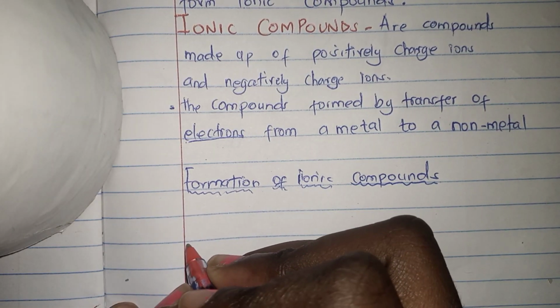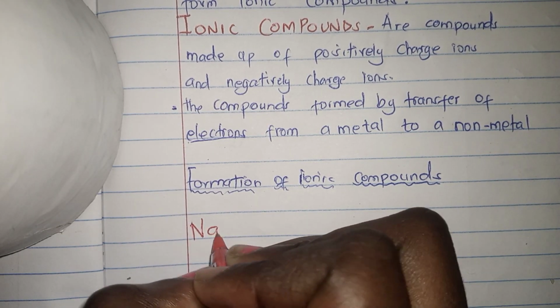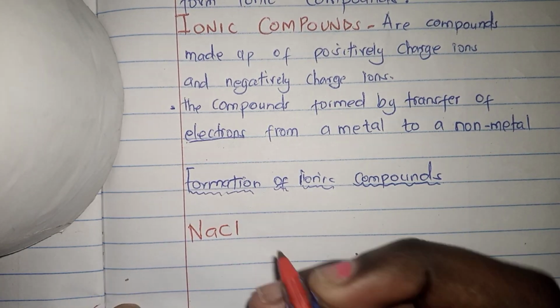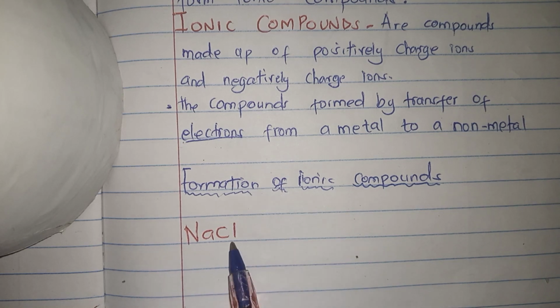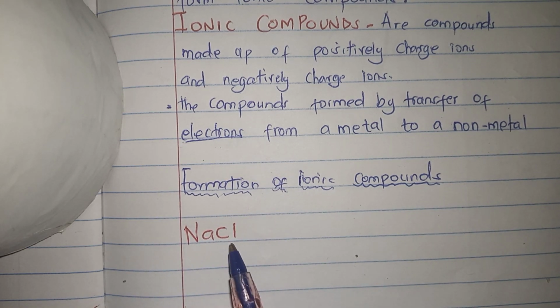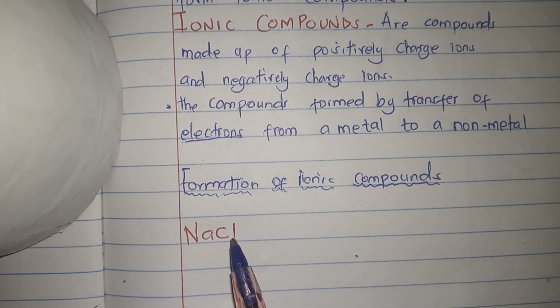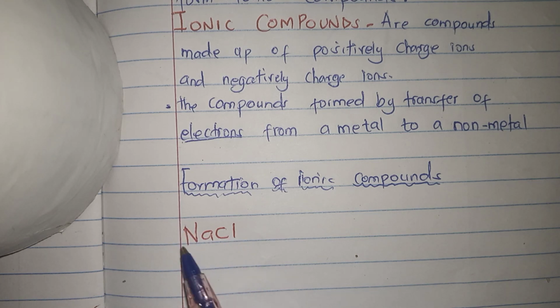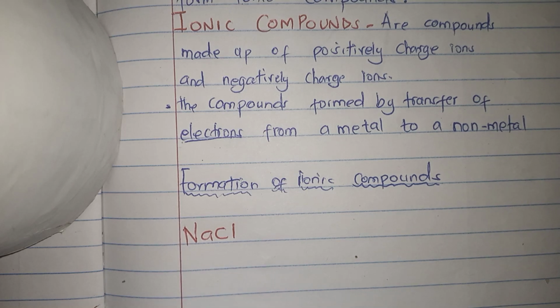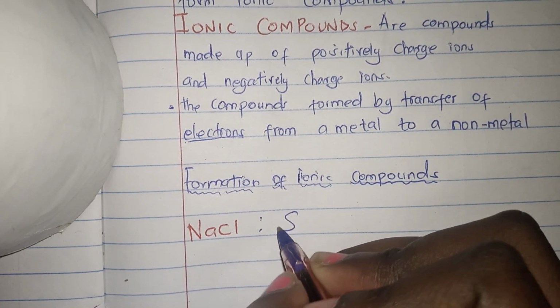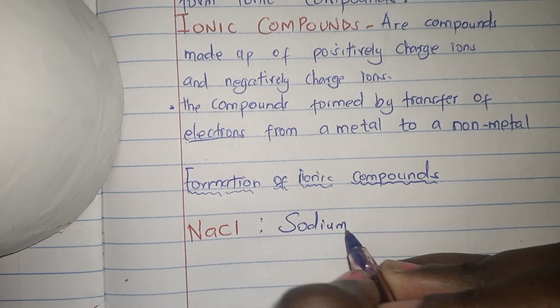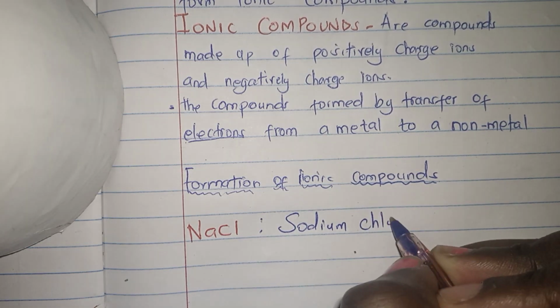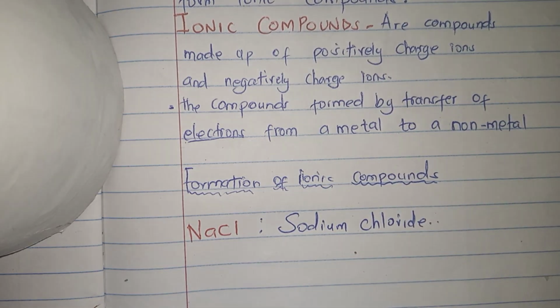So, if I can begin with sodium chloride. This is now the formula of sodium chloride. Sodium and chlorine combine together to form a compound known as sodium chloride. Sodium is the metal. Chlorine is the non-metal. And this is an ionic compound which is known as sodium chloride.